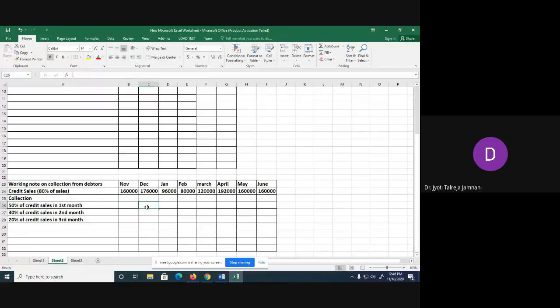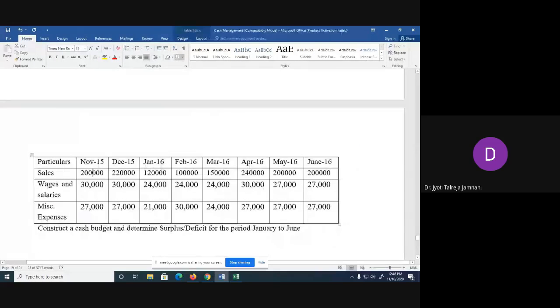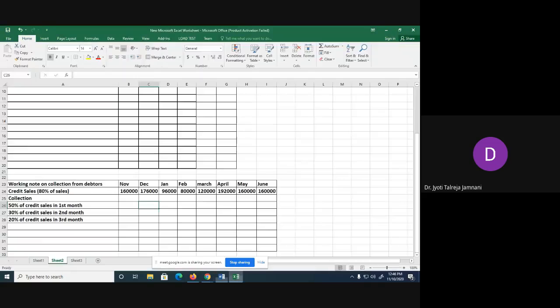So 50% of 1,60,000. Just see here, the sales of November was 2 lakh and 80% of 2 lakh is 1,60,000. So of 1,60,000, half, that is 50% in the first month. So half is 80,000. Then of that 1,60,000, 30% in the second month. So if I leave November, December, 2 months after that, I will be getting the next 30%. So 30% of 1,60,000 is 48,000.